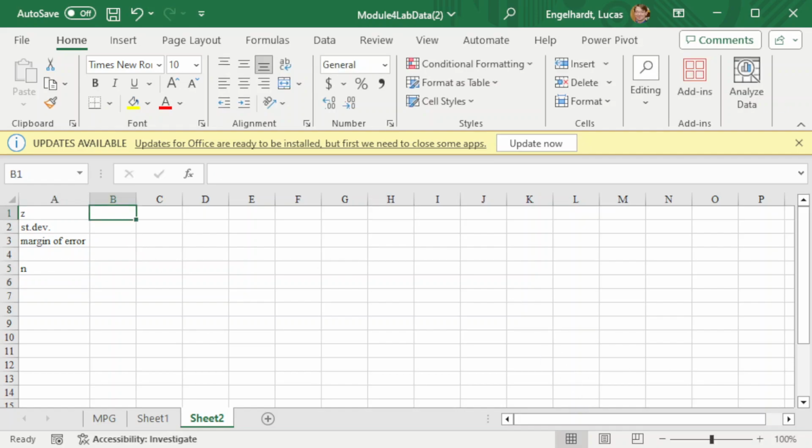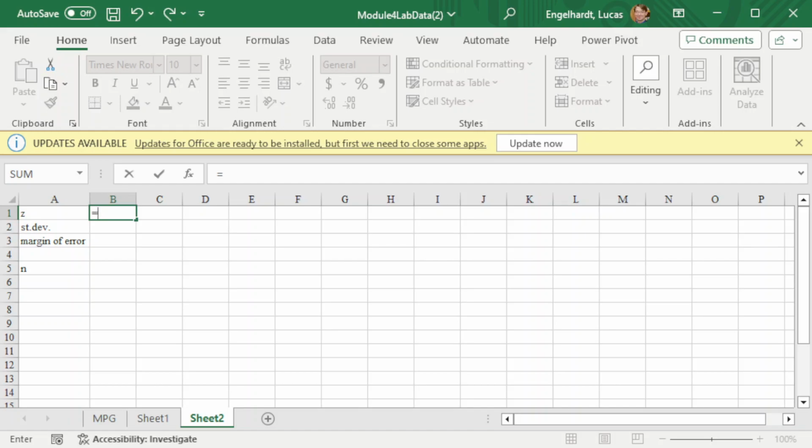So first, for the z. This is based on the standard normal distribution. What we're trying to find is effectively a multiplier that we're going to multiply the standard deviation divided by the square root of n to find what our margin of error is. So we need to find that multiplier, and we do that based on the standard normal distribution.